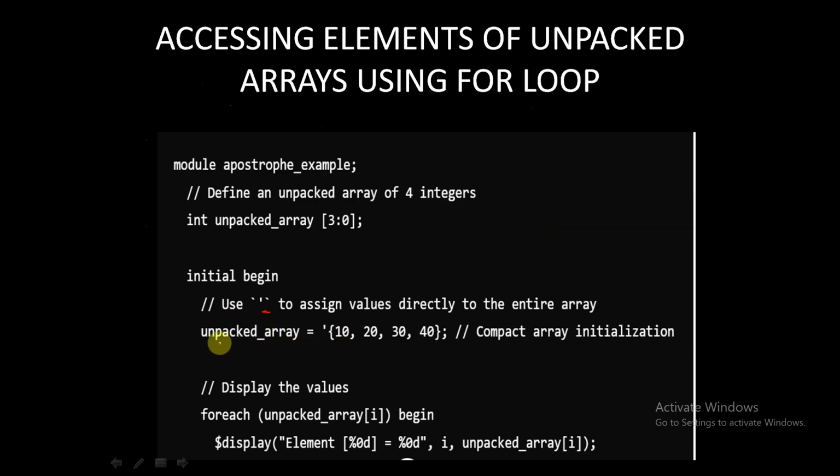Here you write the array name followed by apostrophe and concatenation curly braces. This is called the concatenation operation, where all the elements will be concatenated and each element will be stored in consecutive locations. The first element, 10, will be stored in the first location, followed by 20, followed by 30, followed by 40. Like this, all the elements will be stored in the unpacked array.